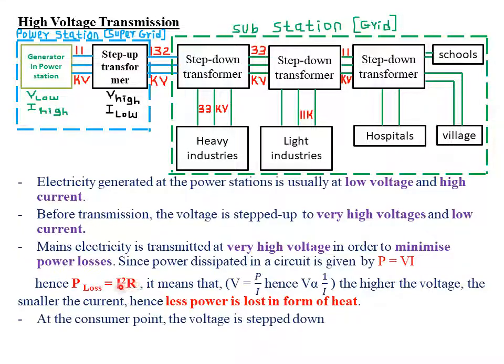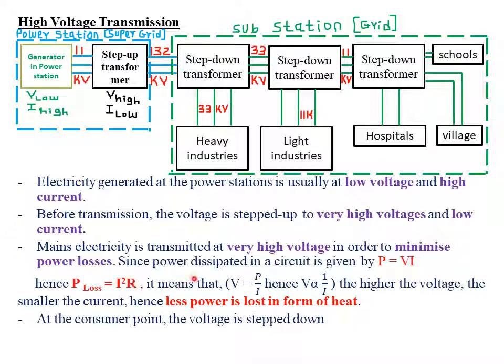Remember this formula, we derived it in a given topic in Form 3, which was called the heating effect of electric current. You can just refer back. So the power loss is given by I squared R, of course, where I squared is the square of the current, then R is the resistance in those particular transmission cables.